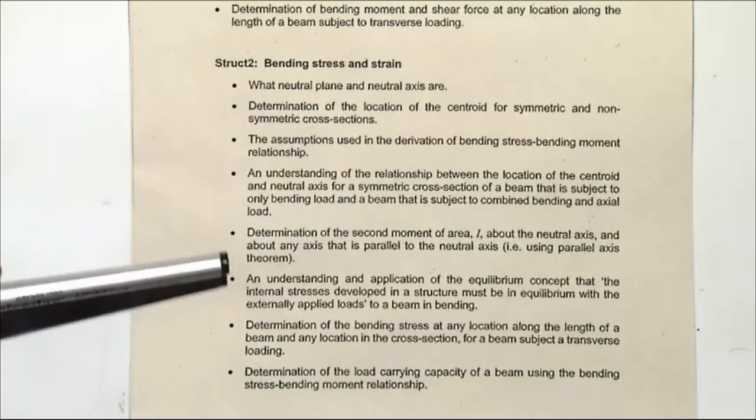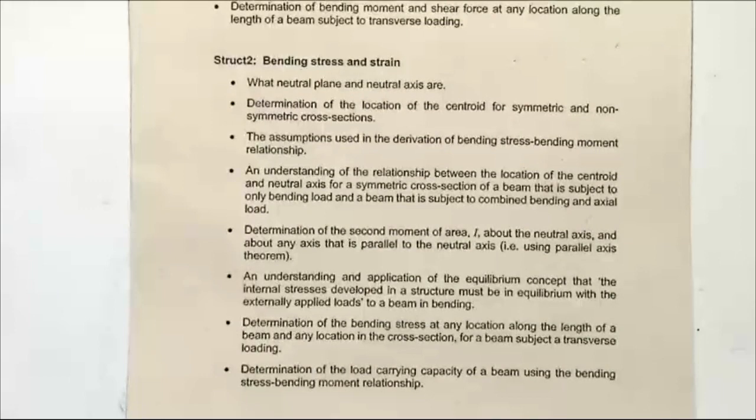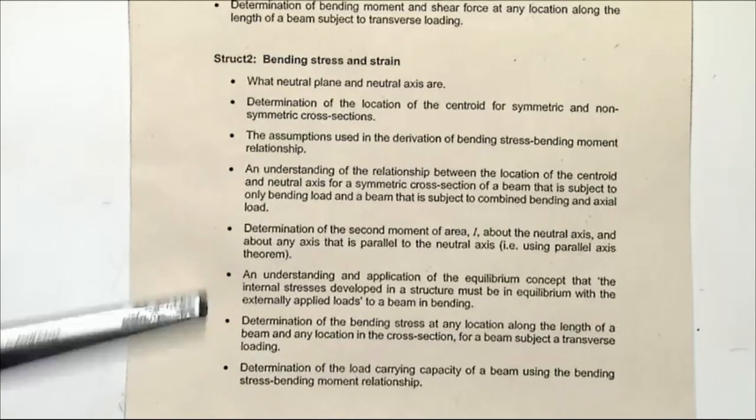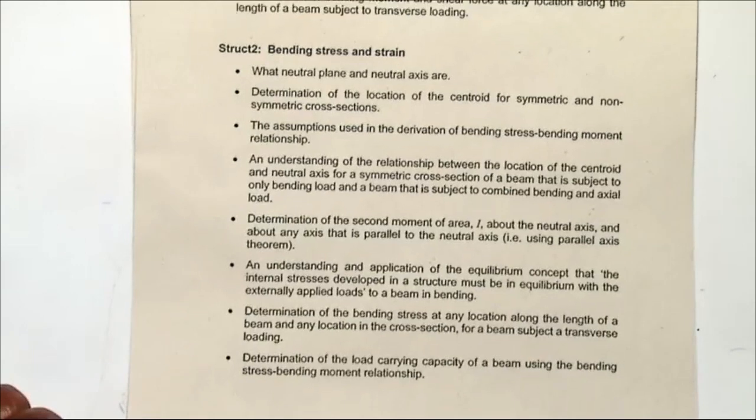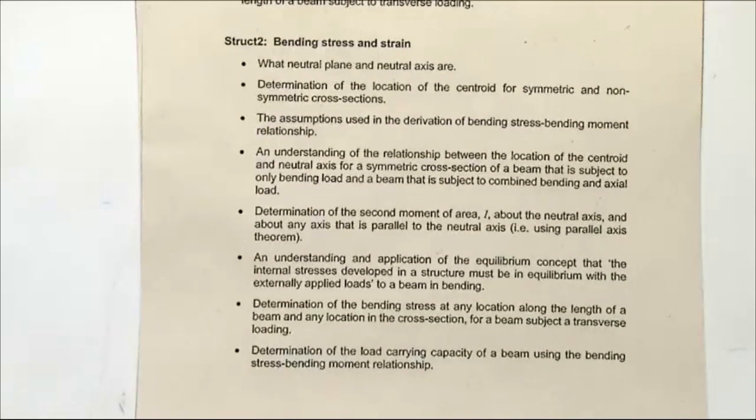And so how to find second moment of area along any direction. So first along the neutral axis, and also about a line that is parallel to the neutral axis. Then we went through, in the derivation of the bending stress equation, the main concept of equilibrium, that the stresses that are developed in any structure must be in equilibrium with the load that you apply to the beam. And we'll be using that again, I think, in about two weeks' time, towards the end of this course.